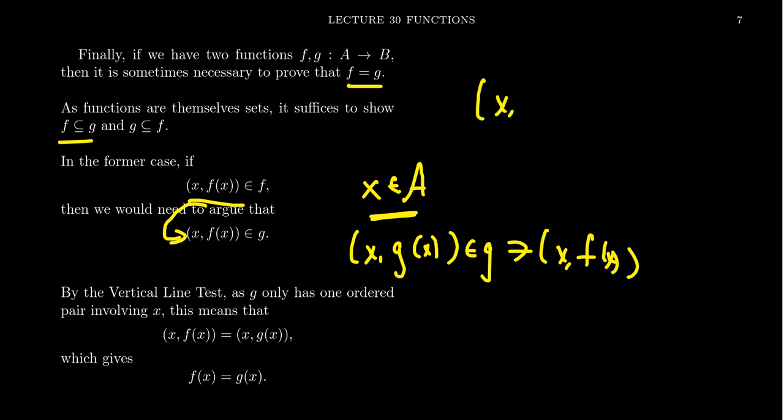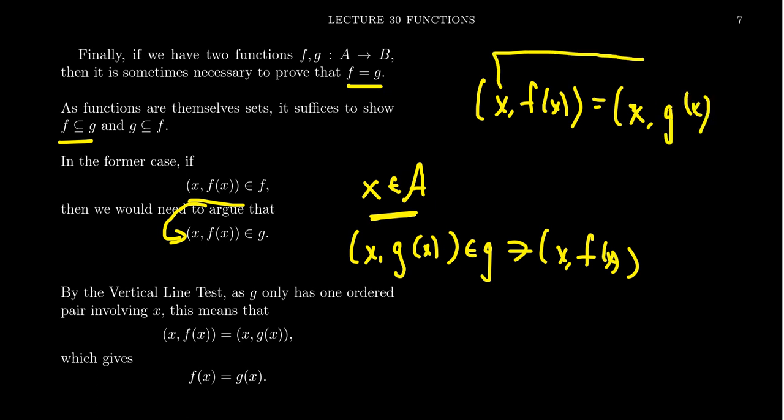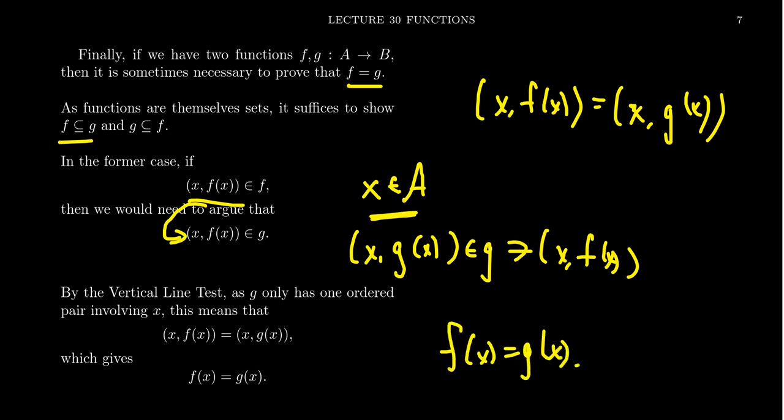You have to have that x, f of x is equal to x, g of x, like so. And if you have two ordered pairs that are equal to each other, their first coordinates have to be equal, that's obvious. But it also has to be that their second coordinates are equal to each other. So we then get that f of x is equal to g of x, like so. So if F is a subset of G, that could only happen if the images f of x is equal to g of x for all x inside the domain. And the reverse direction will give you the same thing.